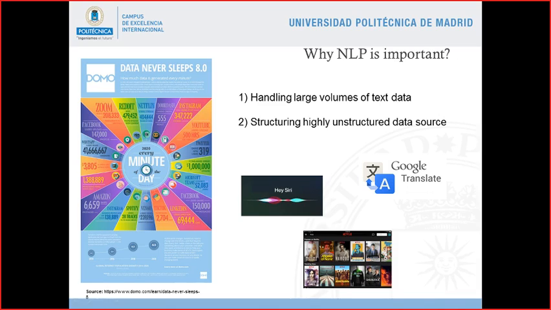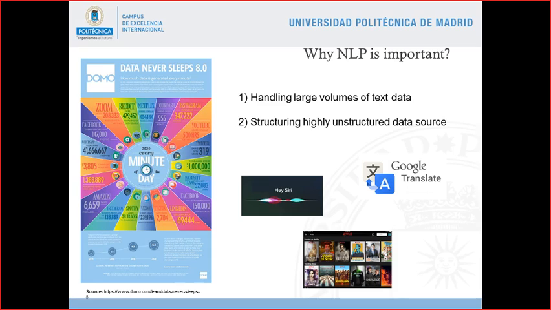So as you can see, every minute in the whole world, almost 42 million WhatsApp messages are written. On Facebook, users upload like 147,000 photographs per minute. Okay, and this is really crazy. I think the entire race of human beings can't handle these volumes of data. So why is NLP important?